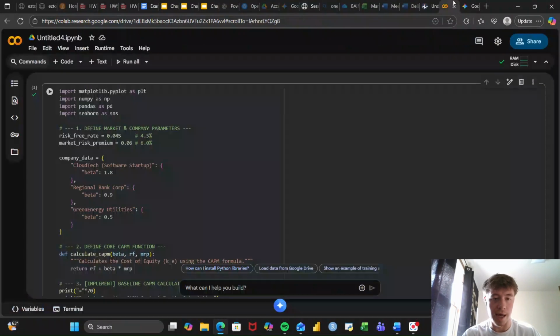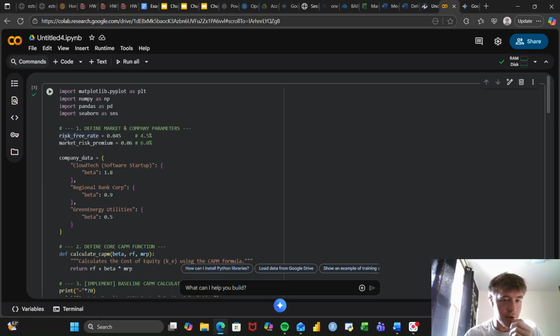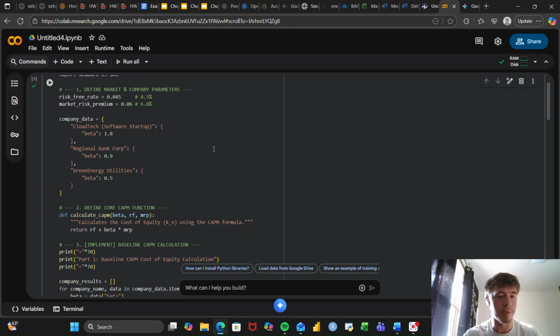So going to our Colab, we have our code that we got from Gemini, which we'll pull up right here. So I said I'm a finance student studying CAPM, looking to explain CAPM as if I was a teacher, asked it to give me Python code, as well as making sure to comment on the lines, and then I gave it the scenario, making sure to include formulas. So right here we have the first part, which I just went over: the risk-free rate, 4.5%, 0.045 in decimal form, and then 6% the market risk premium rate.